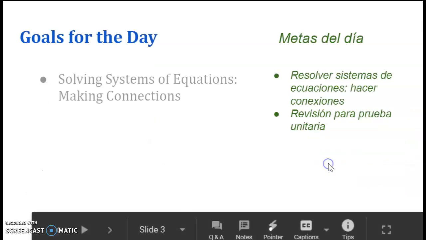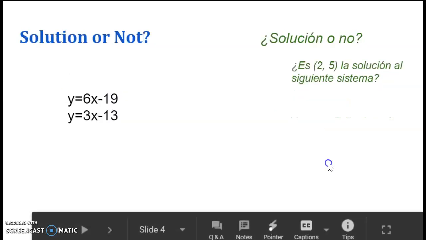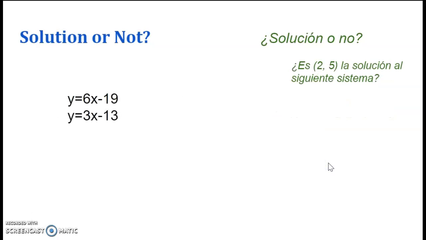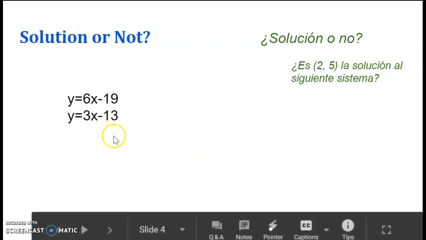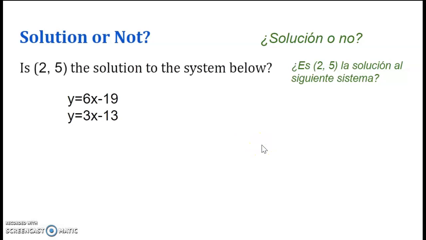Okay, goal for the day. We are going to be solving systems of equations, making connections, and reviewing for the unit test. So let's first consider if you have this system of equations. Remember, when you have multiple equations, that's a system of equations, and you're looking for a solution that satisfies both equations. Now if you are asked, is (2, 5) a solution to the system below, what is the question really asking?